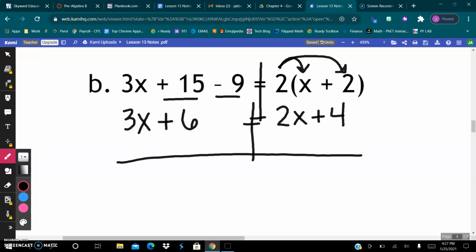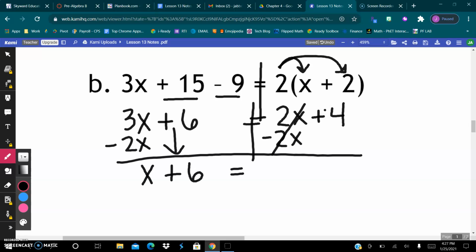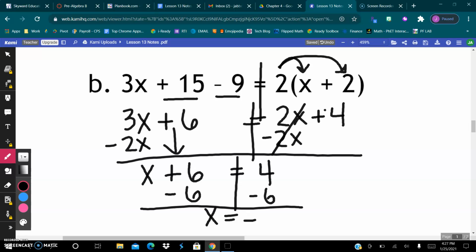Now I get to move the x. I have a 3x and a 2x, so I'm going to move that 2x. It's a positive, so I'm going to subtract it. And 3x minus 2x leaves us with just 1x. Bring that plus 6 down. Our equal sign down. 2x minus 2x cancels. So we have just a positive 4 on that side. And our last step, we have a plus 6 with our variable, so we have to minus 6 to get rid of that guy. And 4 minus 6 would give us negative 2.